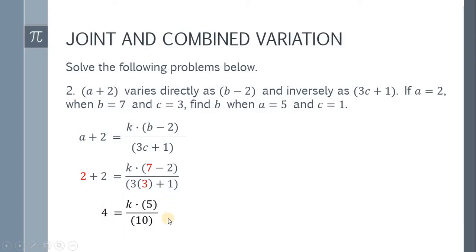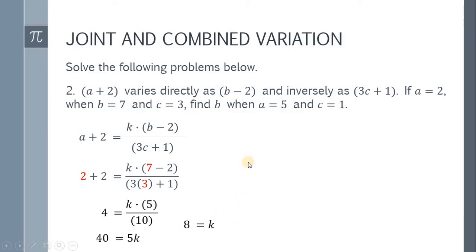Next, kapag ganito na equation natin, medyo familiar na tayo dyan. So, cross-multiply lang natin. We have 40 is equal to 5K. Now, divide both sides by 5. We get 8 is equal to K. In this case, mayroon na tayong value ng constant of variation.